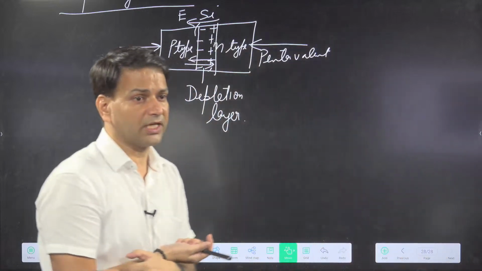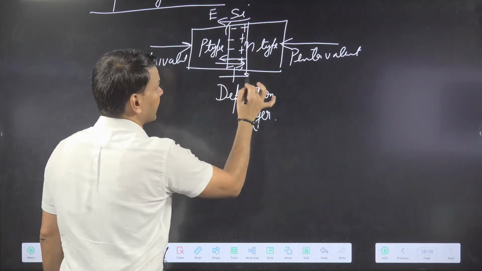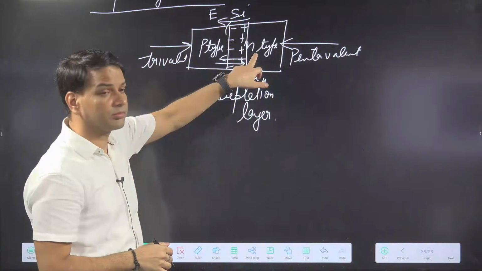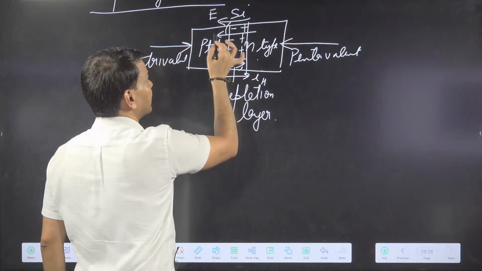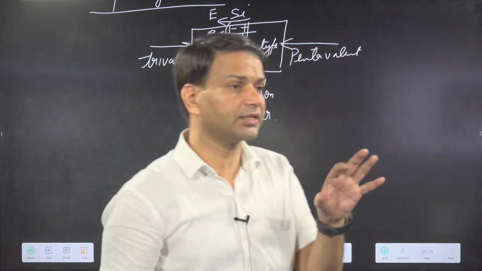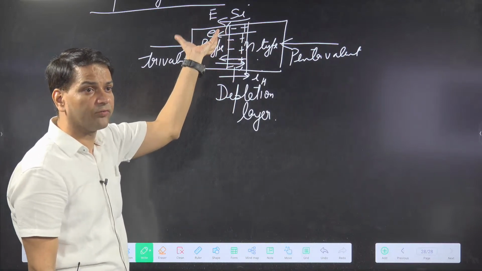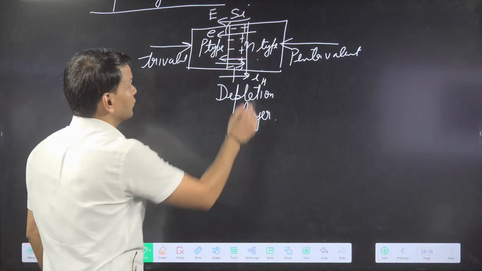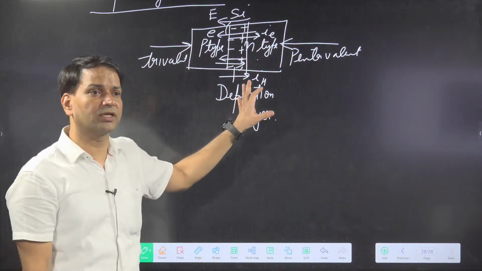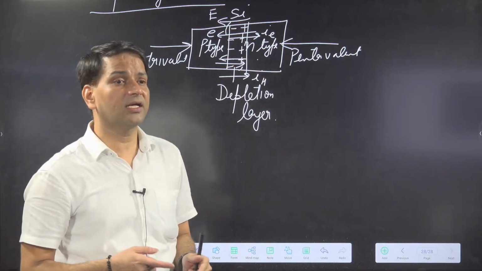Holes mean positive charge. Positive charge is going from P to N, so we can say there is a positive charge current in this direction, because holes are going from the P side to the N side. Electrons are going from the N side to the P side. Current we always take opposite to the direction of motion of negative charge. The negative charge electron is going to the left, so due to the electron we take the current towards the right. Due to the hole, which is a positive charge, the current is in the direction of the hole. So you can see the current is flowing from P to N, and that current is due to diffusion.